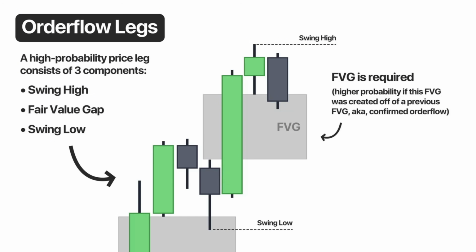Now, what makes it high probability? You have to have a swing high, you have to have a swing low, and you need to have a fair value gap in between those two points. So the fair value gap is required. The fair value gap is what makes an order flow leg high probability. If there was no fair value gap in between the swing low and swing high, it is a low probability price leg and not an order flow leg. When we're looking at an order flow leg, it's actually even higher probability if the fair value gap in that order flow leg was created off of a previous fair value gap.